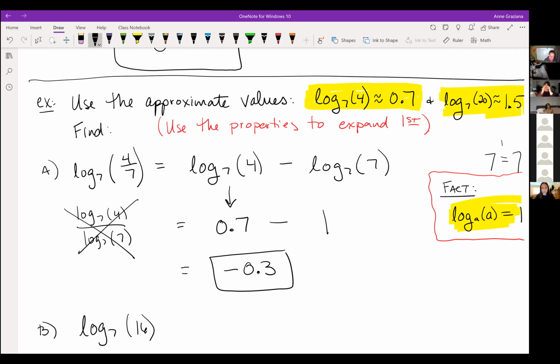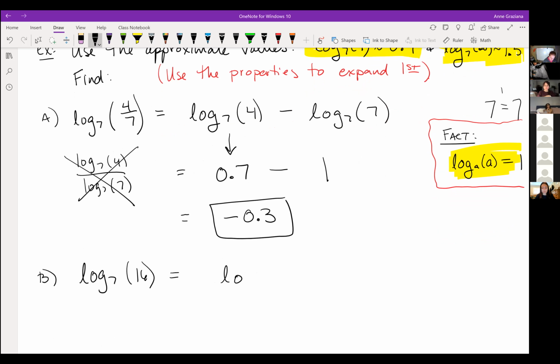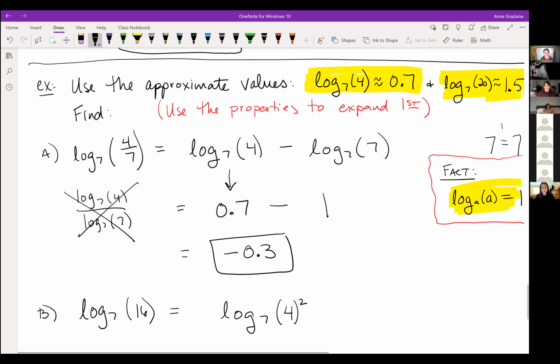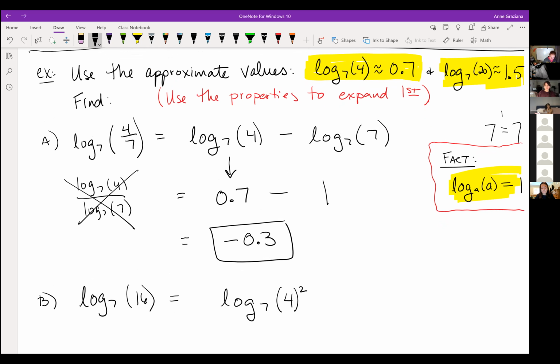See how I have log base 7 of 4? Well, can't we rewrite this using our power rule? This is log base 7 of 4 squared. 16 is really 4 squared. Now that's still not quite log base 7 of 4. I have to do one more thing. What can we do? What property would help us here?